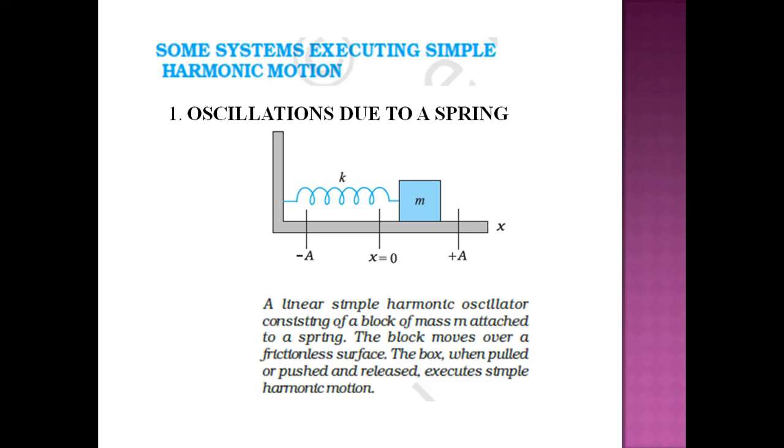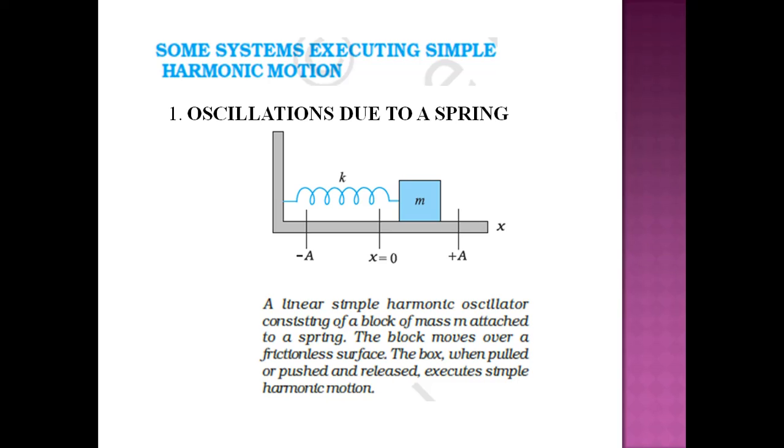As you can see, the diagram represents the oscillations of a block of mass m, which is fixed to a spring, which in turn is fixed to a rigid wall. So, this is a linear simple harmonic oscillator and it moves over a frictionless surface and on that too a horizontal surface. So if the block is pulled to one side and released, it will execute simple harmonic motion or to and fro motion about a mean position.